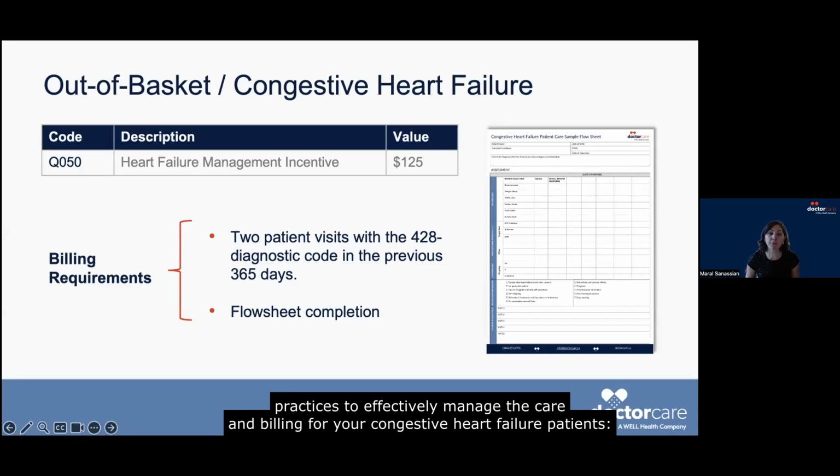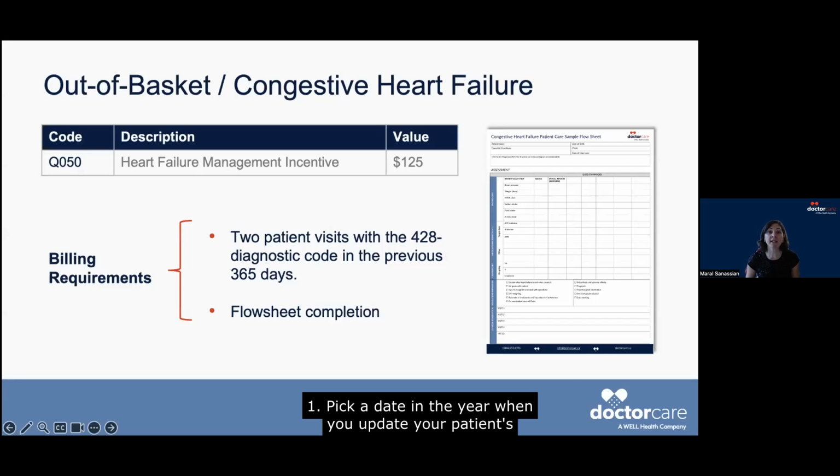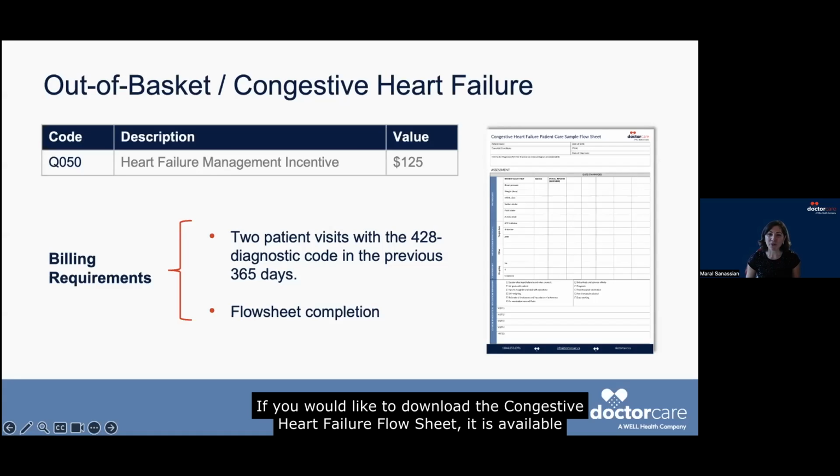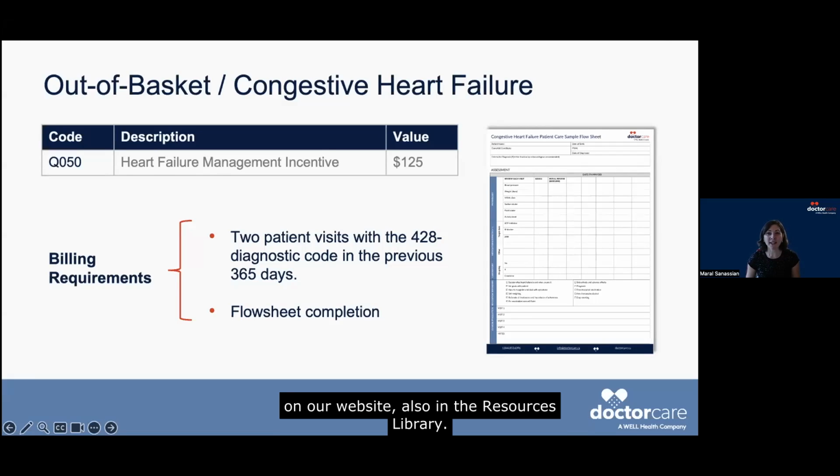Here are some best practices to effectively manage the care and billing for your congestive heart failure patients. 1. Pick a date in the year when you update your patient's heart failure flow sheet and bill the Q050. 2. Generate a list of heart failure patients to assist you when billing your Q050. And 3. Set up a reminder in your EMR for patients who are overdue for Q050 billing. If you would like to download the congestive heart failure flow sheet, it is available on our website, also in the resources library.